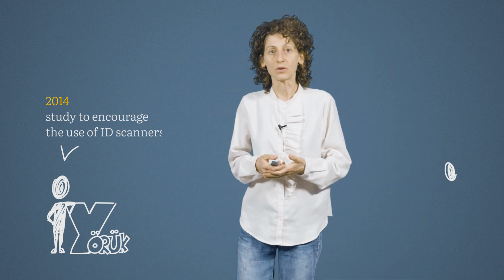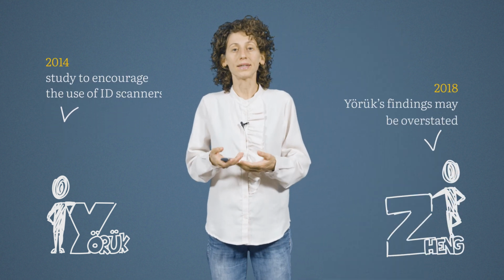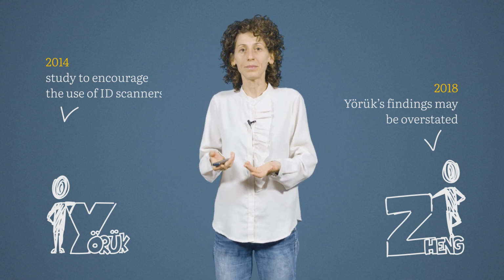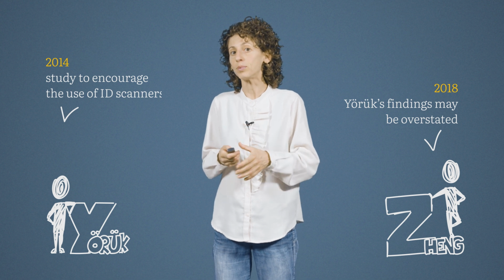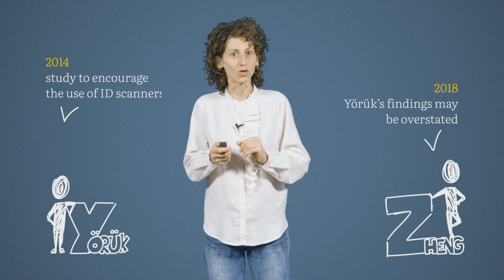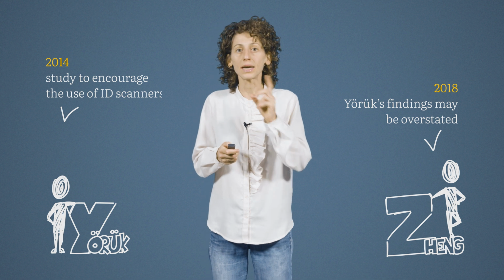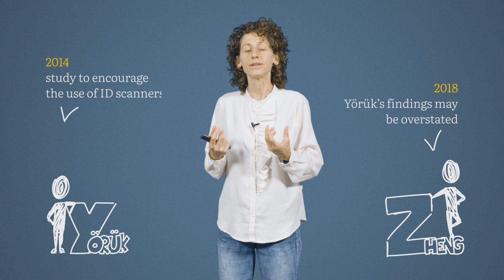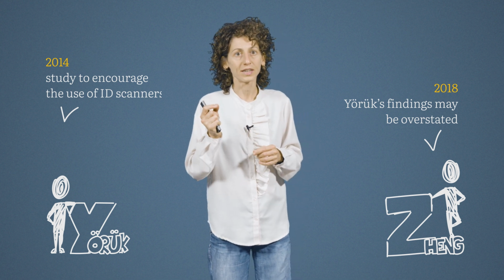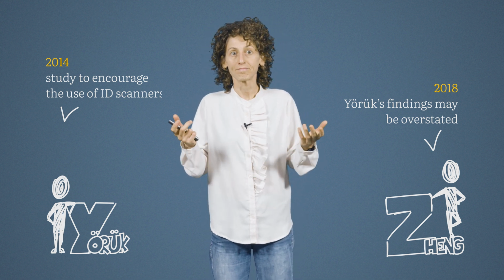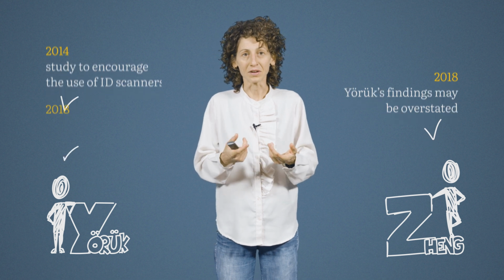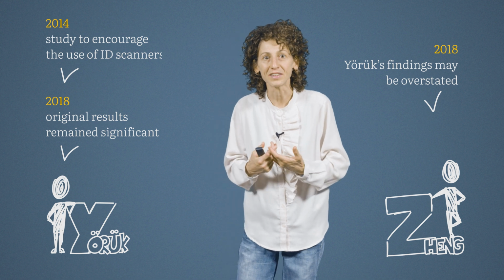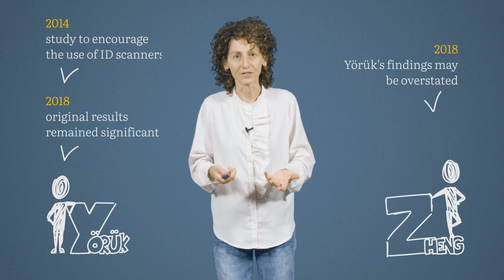A 2018 research by Zheng argued that Yoruk's findings may be overstated due to sample limitations and sensitivity to sample selection in certain statistical controls. Zheng used another, broader dataset and found that the scanner laws had, instead, no significant effect on underage drinking. But guess what? In the same year, Yoruk responded to Zheng's critique, defending his original findings by presenting new evidence.